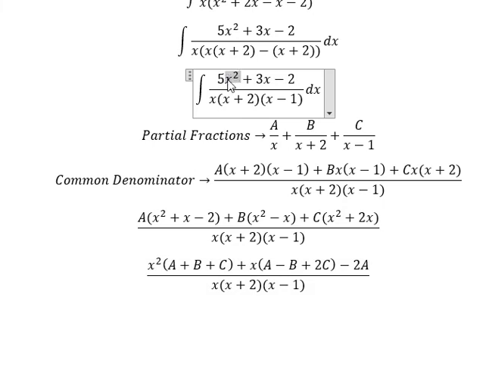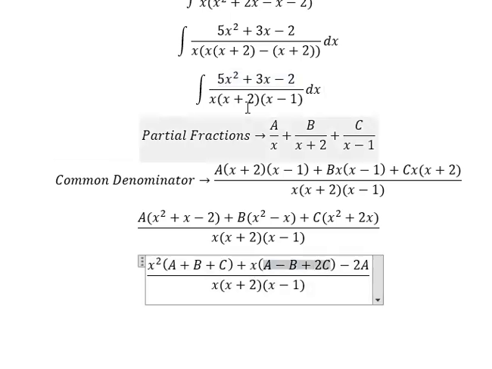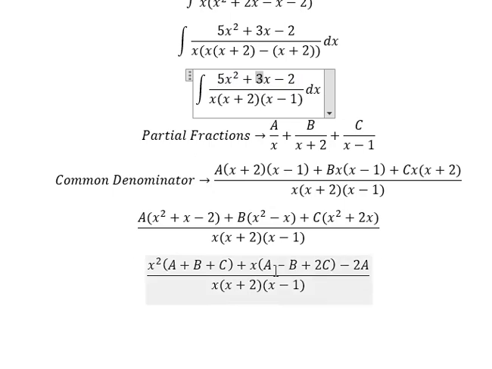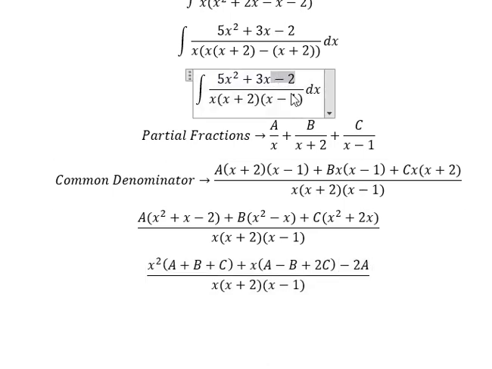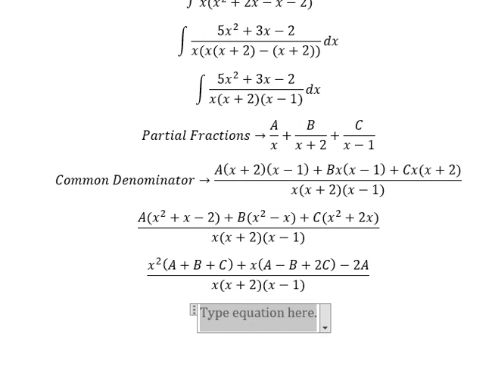About s squared, we have number 5. So a plus b plus c equals 5 in here. About this one, we have s, and that's number 3. So a minus b plus 2c equals 3. And the last one, that's negative 2. And now we create the system of equations.